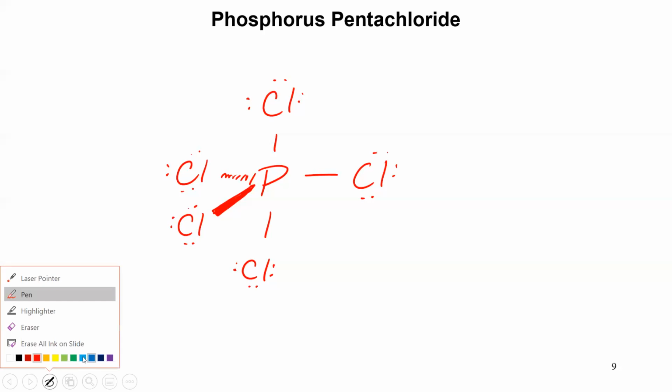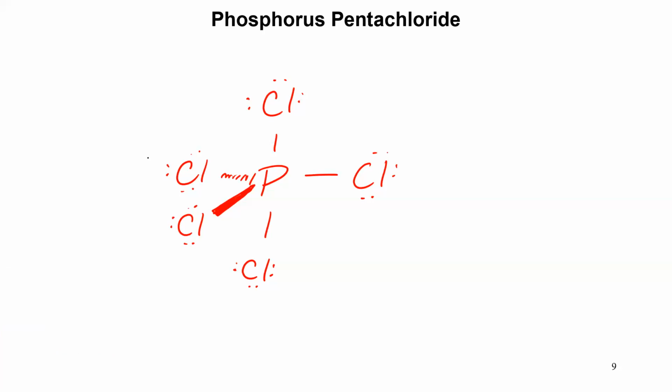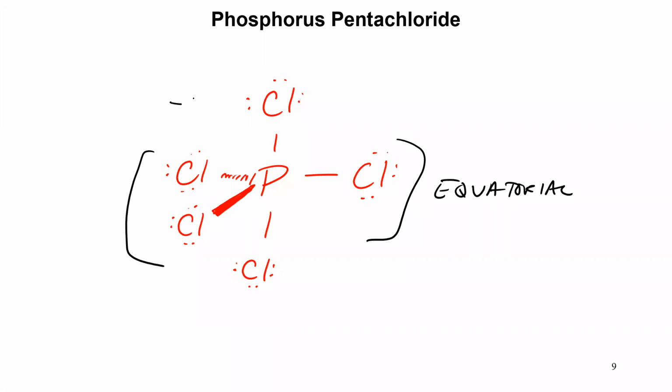I'm just going to mark here that we call these 3, the equatorial set of atoms, and we refer to these 2 as the axial.